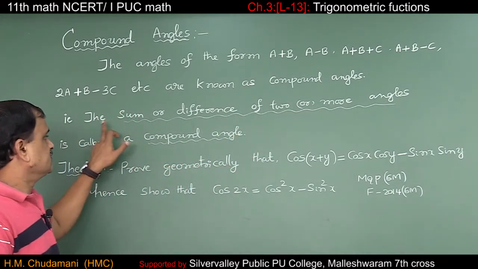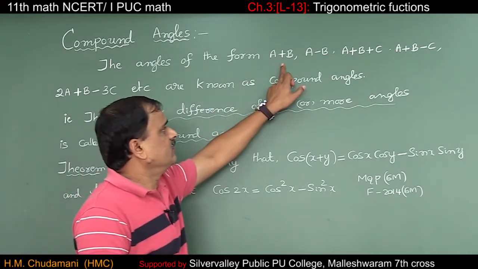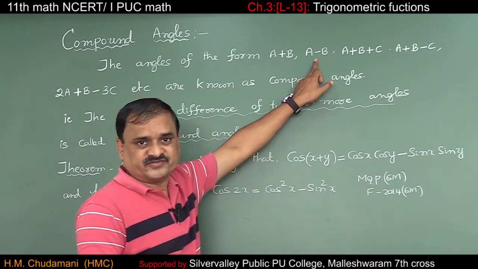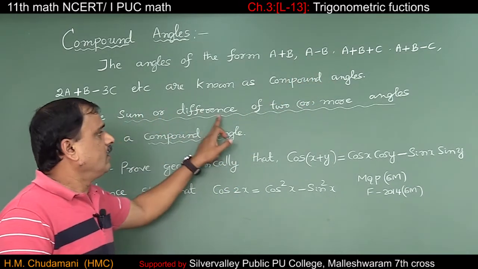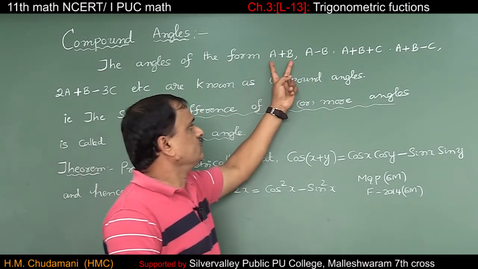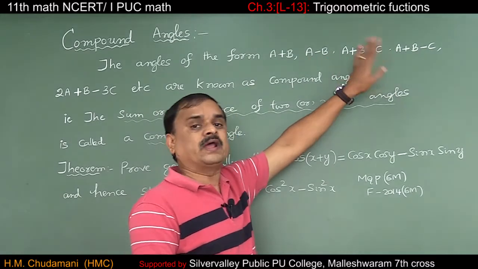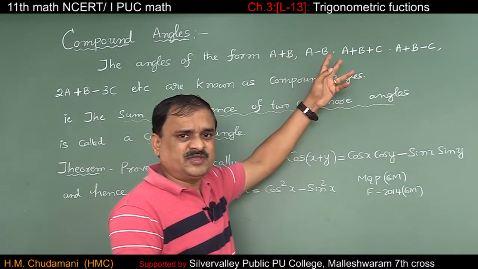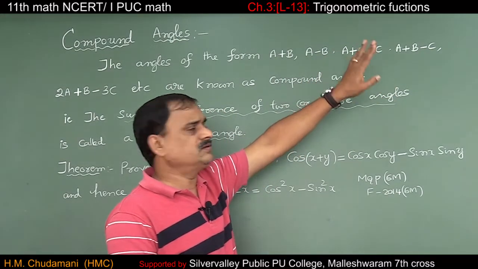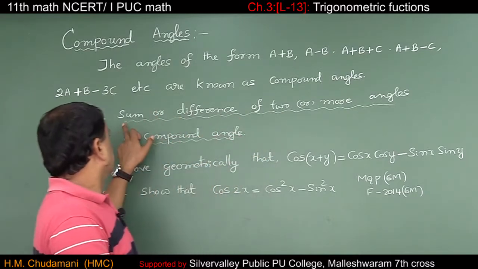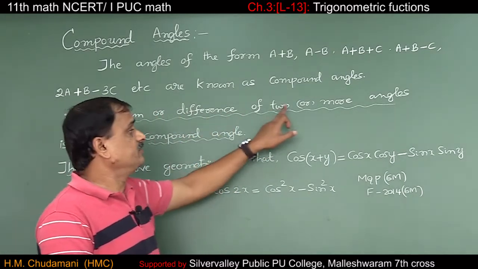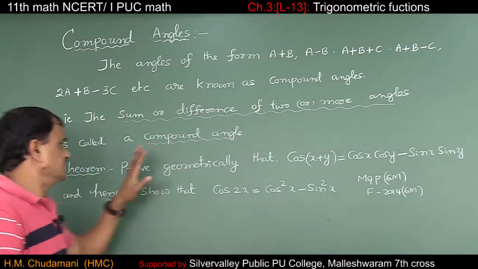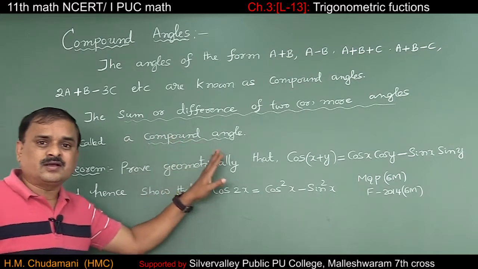So the sum or the difference of two or more angles, either a and b or else more than two angles, is called a compound angle.